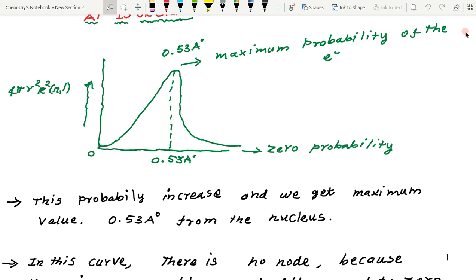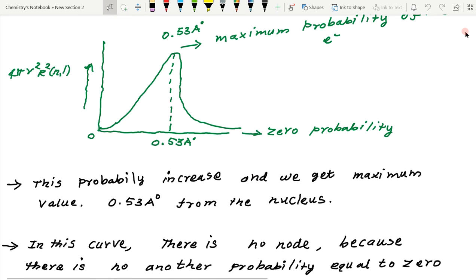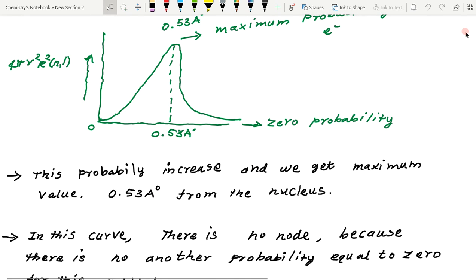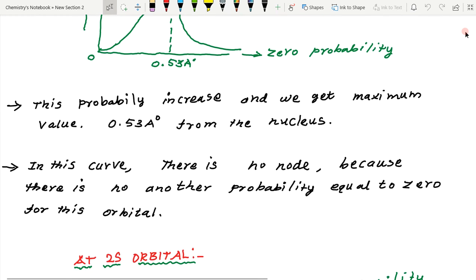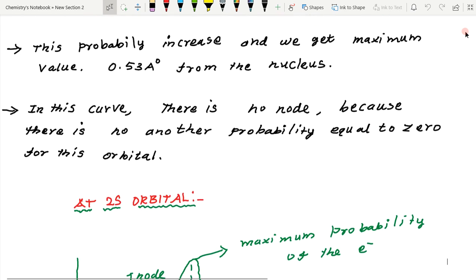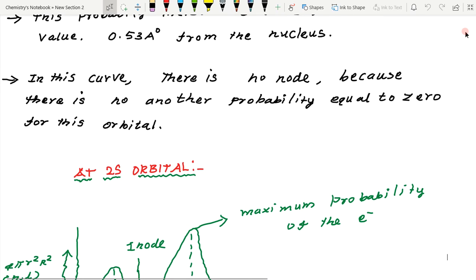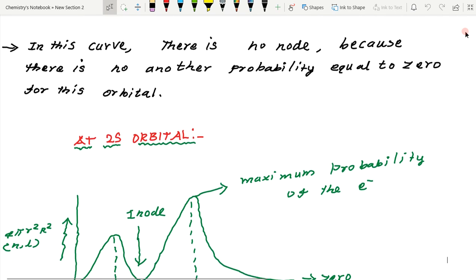The maximum of the curve denotes the maximum probability of the electron in space in the atom. Next, the probability increases and we get the maximum value at 0.53 Angstrom from the nucleus. In this curve there is no node, because there is no other point where the probability equals 0 for this orbital.